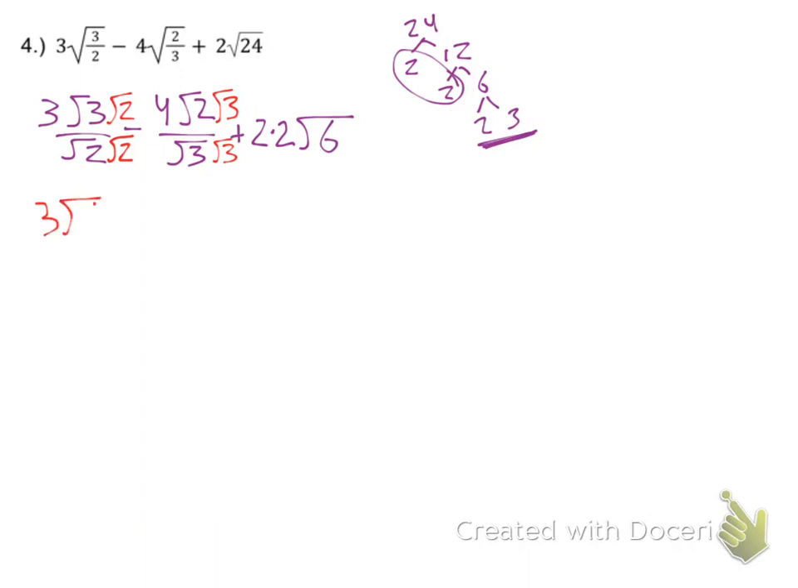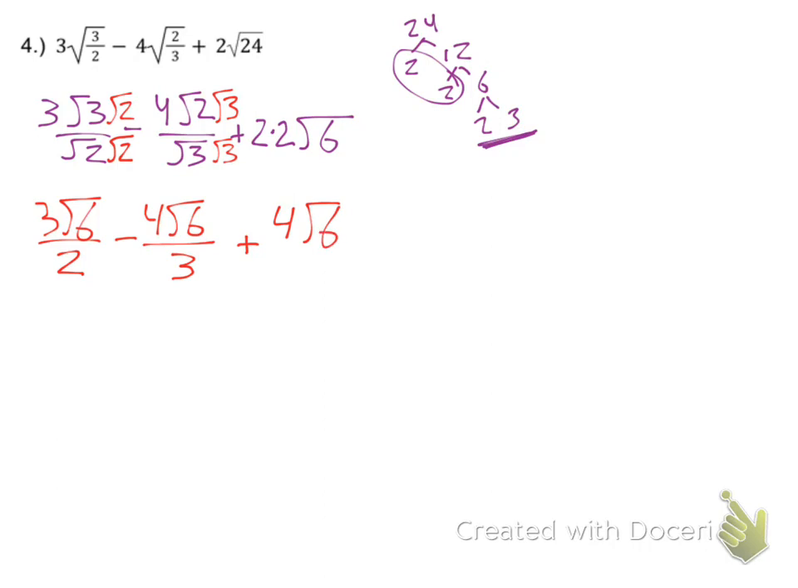Square root of 6. Square root of 2 times square root of 2? 4. Square root of 4, which is 2. I got rid of the square root in the denominator. Minus, what's the top going to be? 4 square root 6, all over 3 this time. And plus 2 times 2? Square root 6.